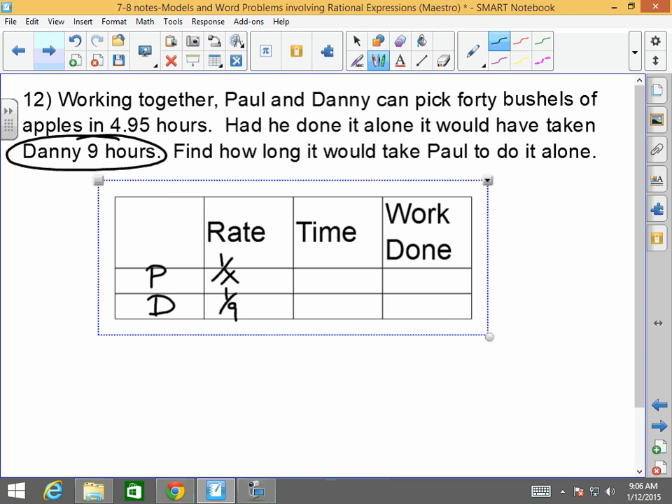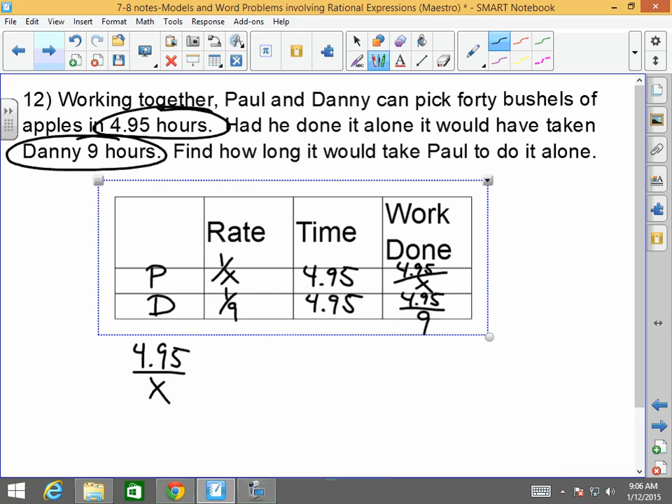But we're trying to find how long it would take Paul to complete it alone. Well, that's going to be 1/x, because we don't know his rate. So he's going to do 1/x of the job in 1 hour. Now, the time that it took for them to do it together was 4.95 hours. What was the work done? Well, the work done here was 4.95 over x, and this was 4.95 over 9. So the work that Paul did was 4.95 over x plus the work that Danny did was 4.95 over 9 to complete one full job.